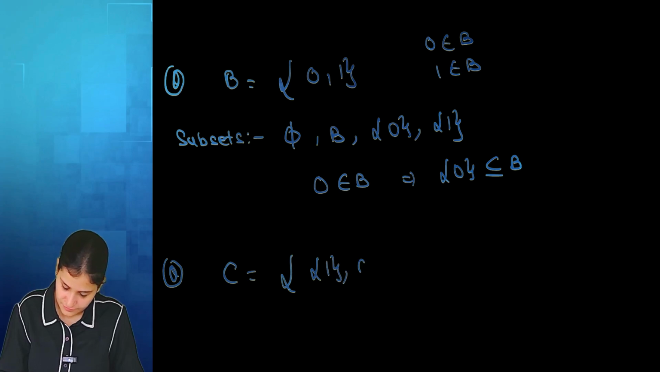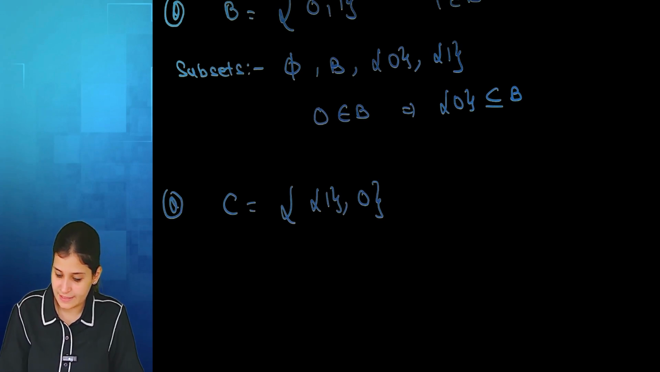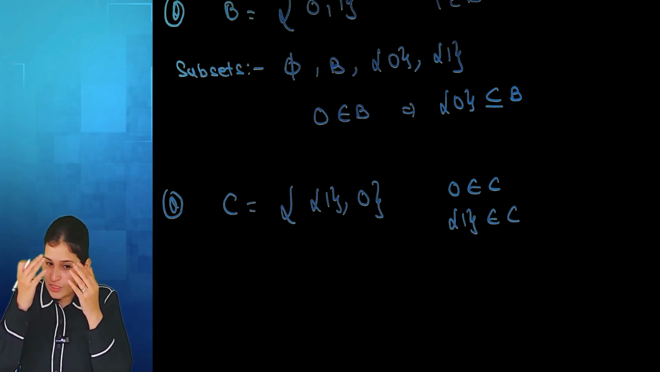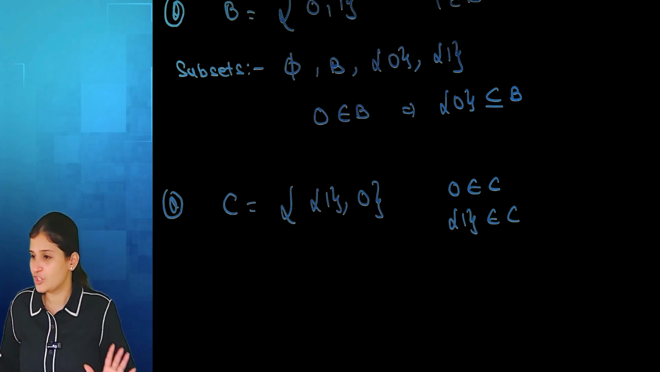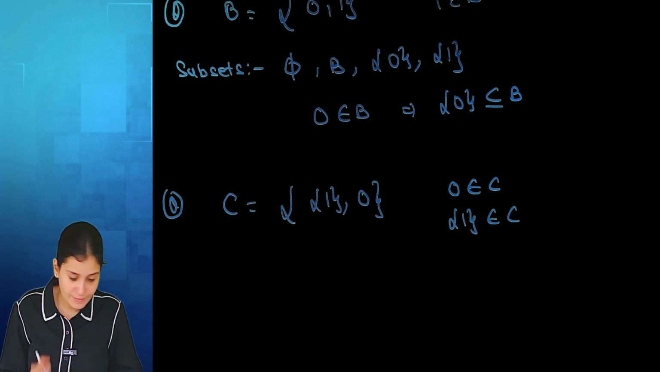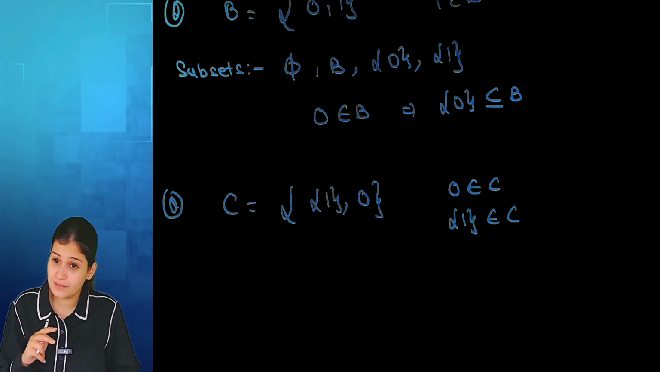Question: C is {1, 0}. How many elements are in C? 2. What are the elements? 0 belongs to C and this as a whole belongs to C. In whichever shape and form the element is present, you take it as it is. No partiality. How many elements? 2. How many subsets? 2 to the power 2, 4. Write down.